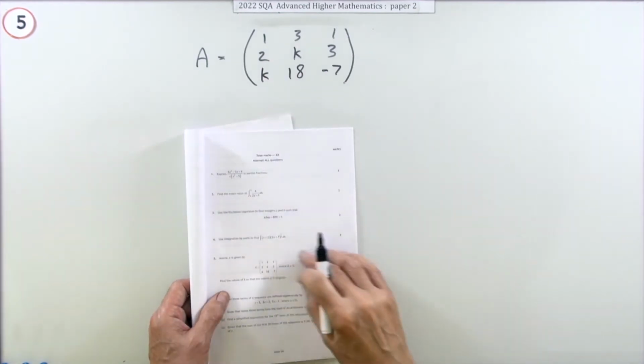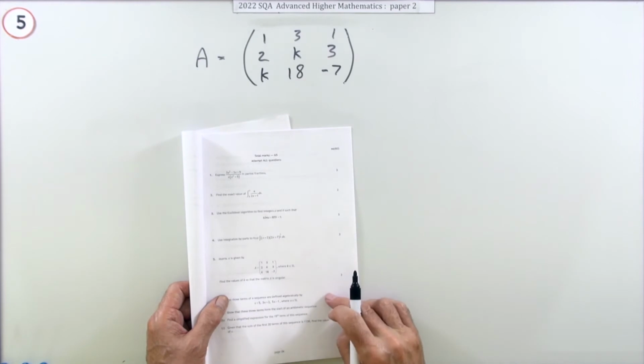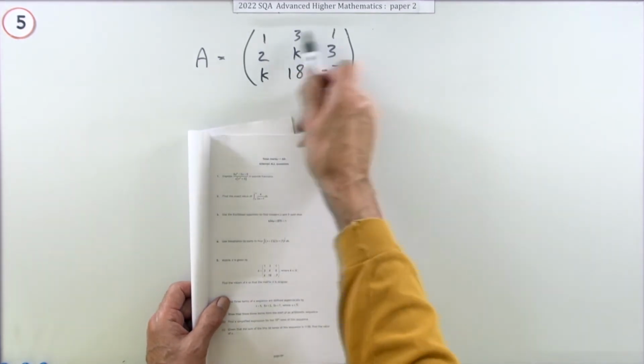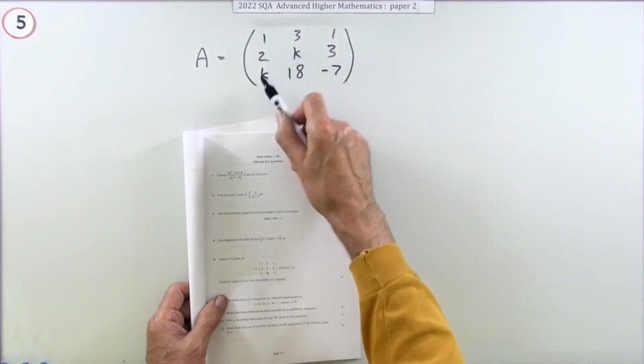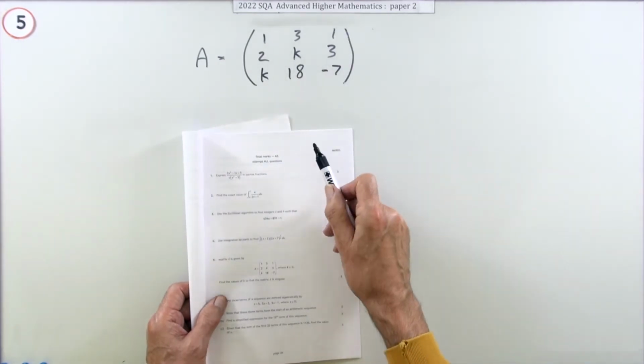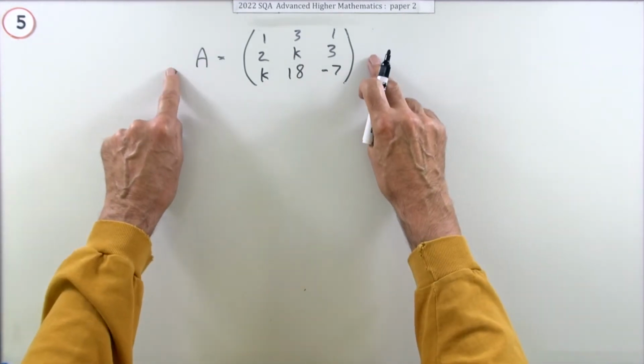Question 5 then from the 2022 Advanced Higher Paper 2, 3 marks, little matrix question. Matrix A is given by this square 3 by 3 matrix. You have to find the values of k, look, 2 of the entries are k's rather than just numbers, so that the matrix is singular. Well, singular means it's got no inverse.